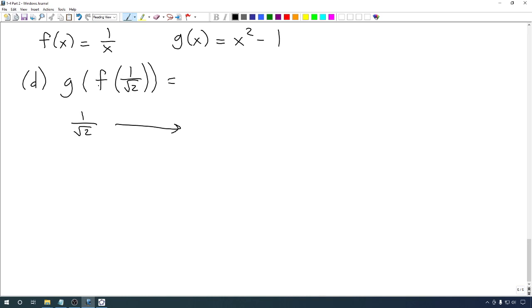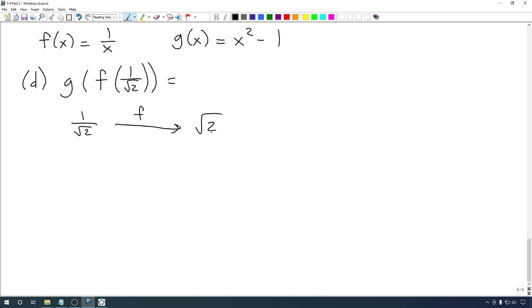We're going to take that number. The first thing it sees is f, so we're going to plug it into f first. Remember what f does. It takes 1 over that. Well, that's basically taking the reciprocal. If it's already 1 over something, when we take the reciprocal, we just flip it upside down. So 1 over square root of 2 becomes the square root of 2 when we plug into f.